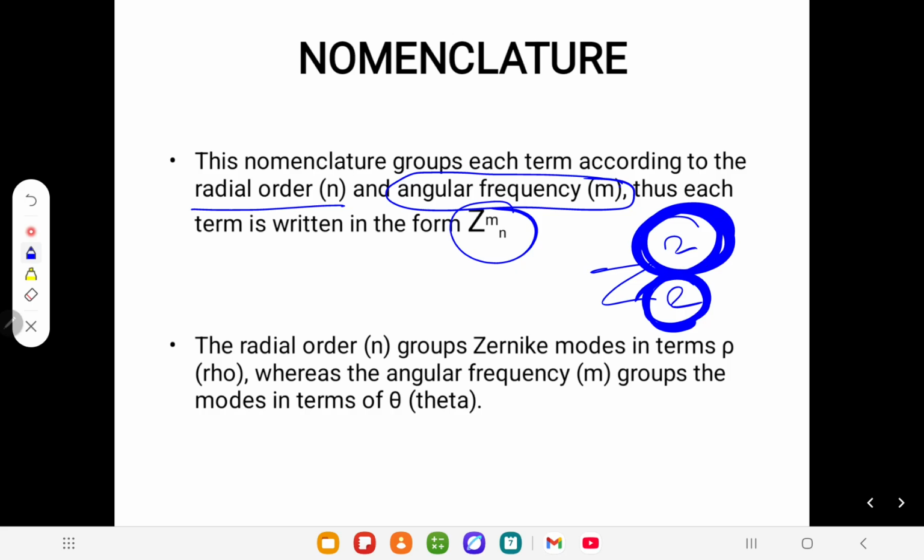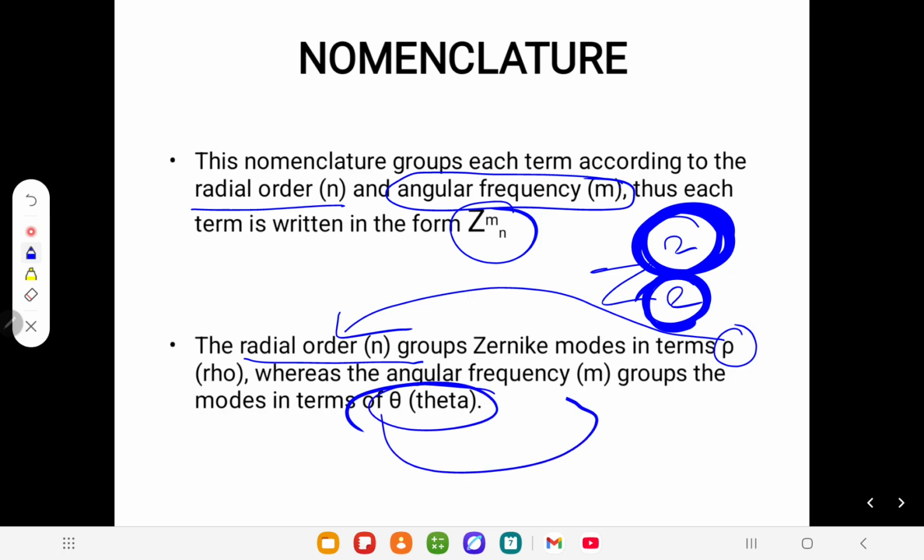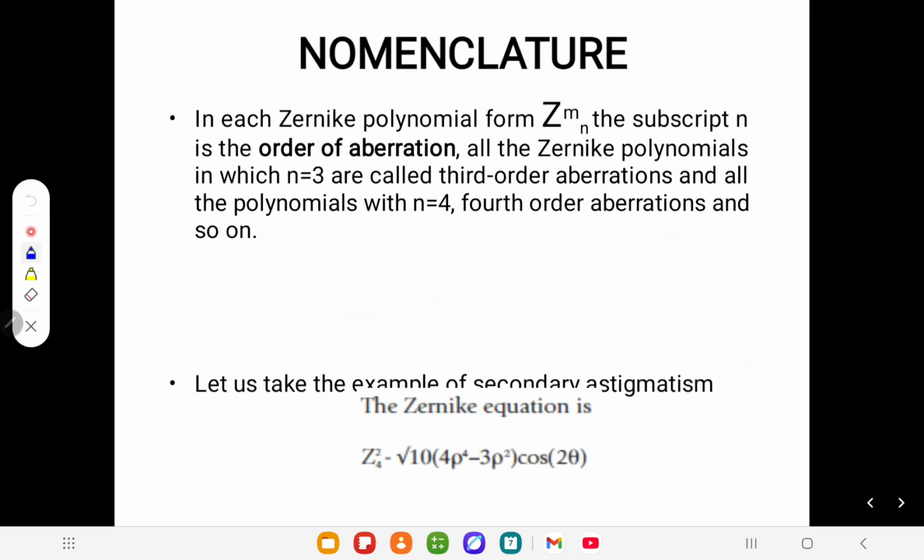And what do you mean by that? I'll tell you later. So, radial order of Zernike modes in terms of rho. Rho is directly correlated to radial order, and theta is directly correlated with angular frequency. I'll tell you what angular frequency and rho are in the later picture.